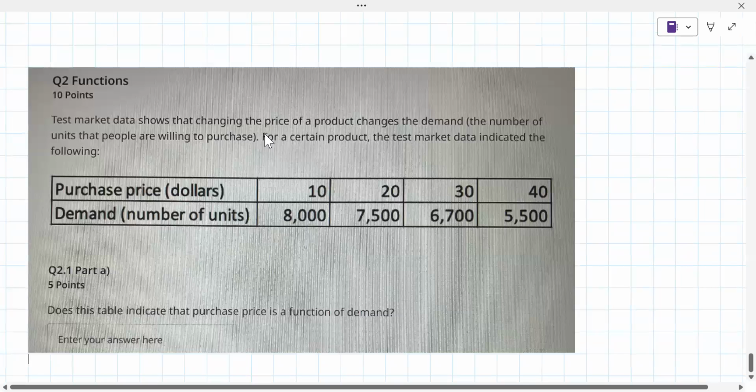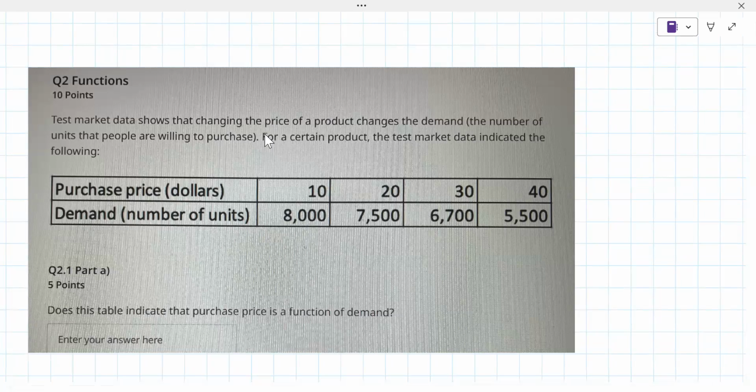All right. So test market data shows that changing the price of a product changes the demand, the number of units that people are willing to purchase for a certain product. The test market data indicated the following.